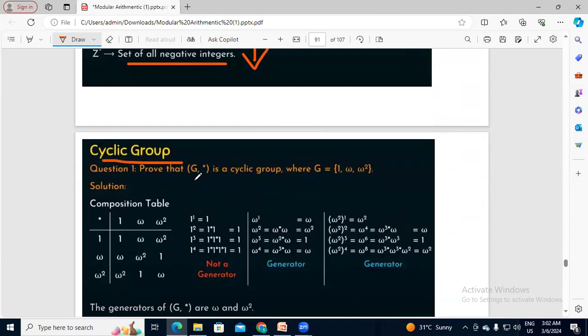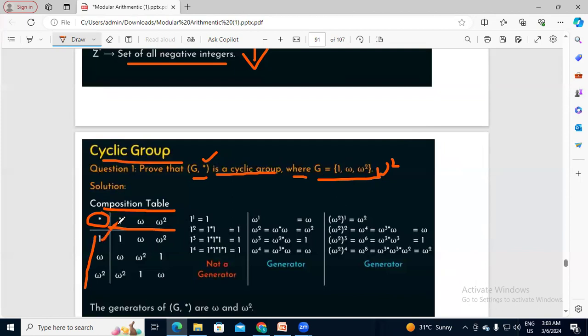Then the next is the cyclic group. So when we are calling it G star, star is the operation. When we are calling it a cyclic group, what are the elements of G? 1, omega, omega square. So you need to first have your composition table over star. Star is the operation and the elements of G are 1, omega, omega square. So the last element is omega square. We cannot have an element beyond omega square. The last highest element is omega square.